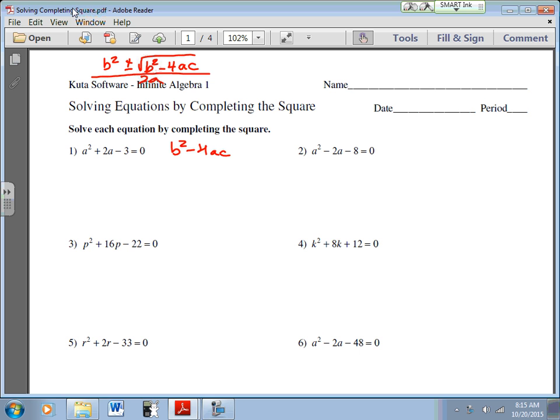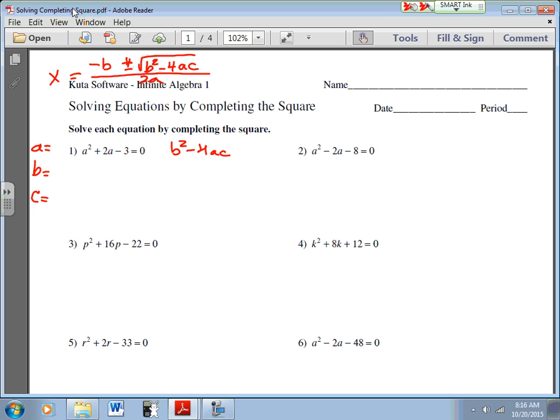And it's not b squared, it's minus b, correct? Plus or minus square root. That part is correct, that's the quadratic formula. You just have to be able to tell me the a, the b, and the c part.